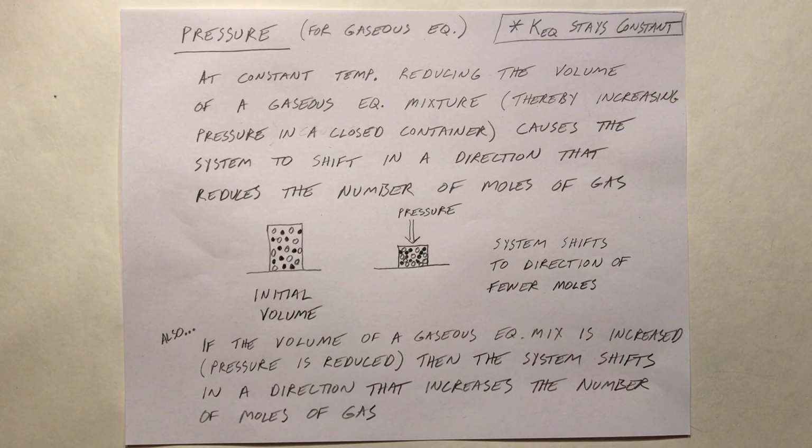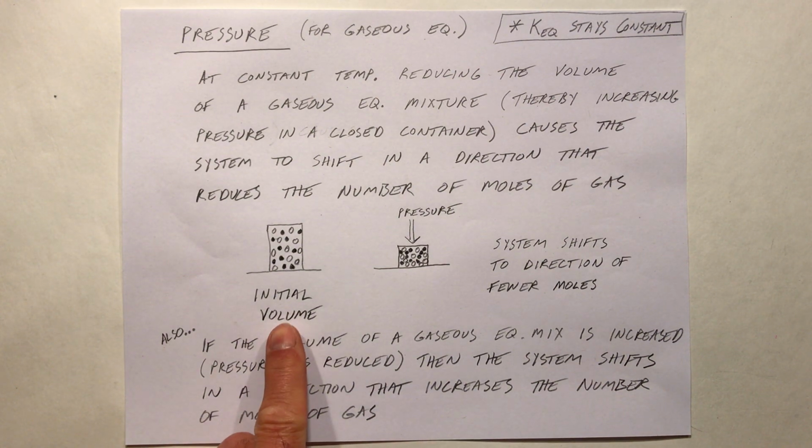Now this is really important for gaseous equilibria. At a constant temperature, reducing the volume of a gaseous equilibrium mixture, thereby increasing the pressure in a closed container, causes the system to shift in a direction that reduces the number of moles of gas.